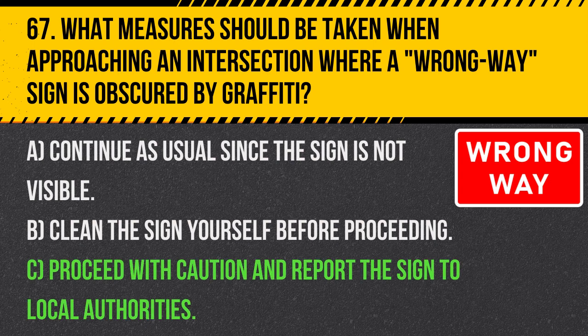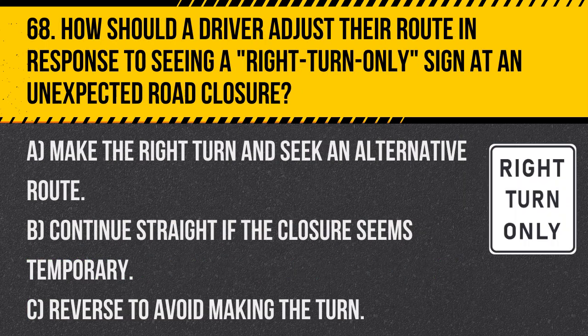Answer: C. Proceed with caution and report the sign to local authorities. Obscured signs can lead to dangerous misunderstandings. Reporting them helps maintain road safety. Question 68. How should a driver adjust their route in response to seeing a right turn only sign at an unexpected road closure? A. Make the right turn and seek an alternative route.